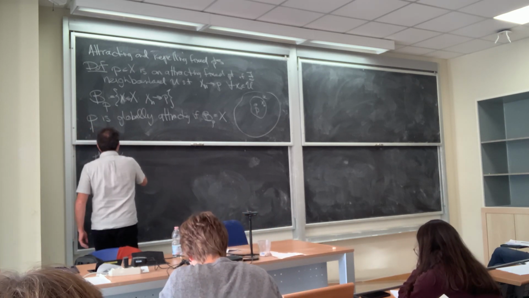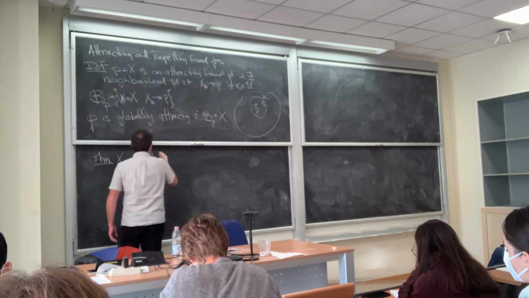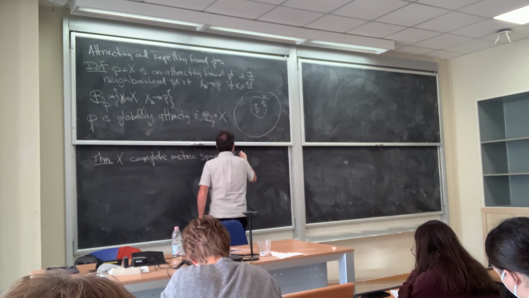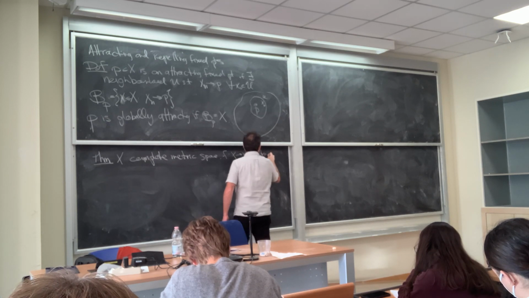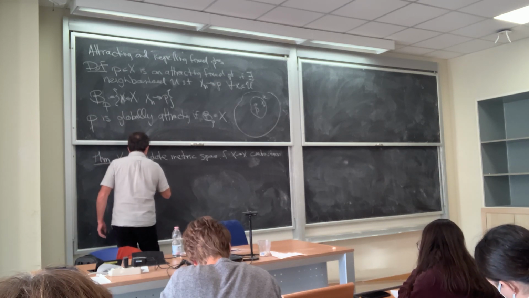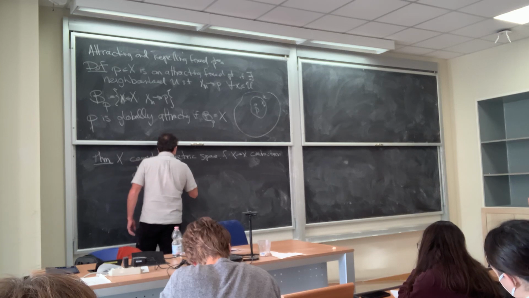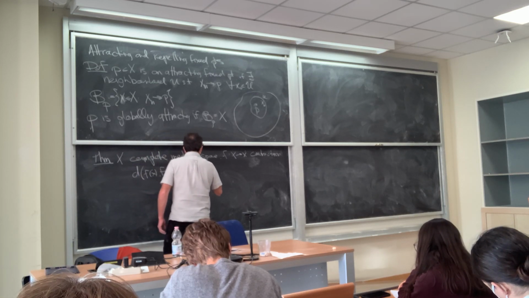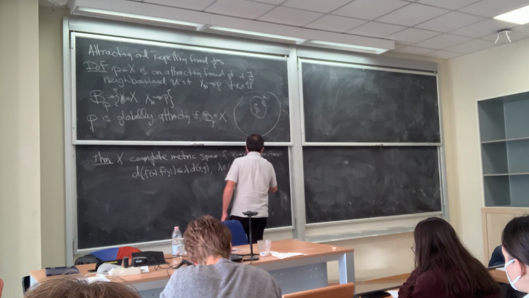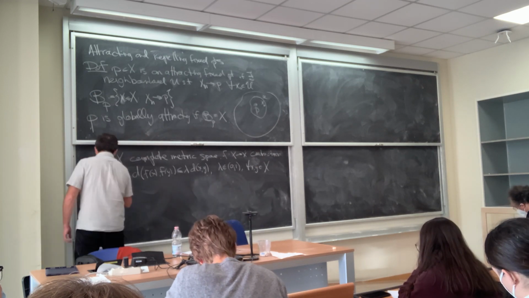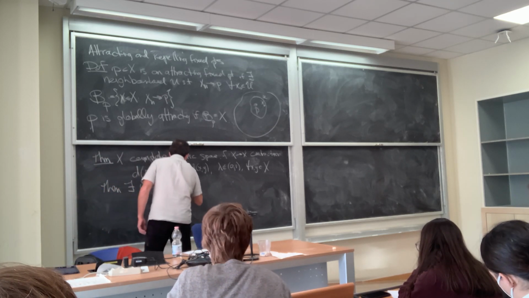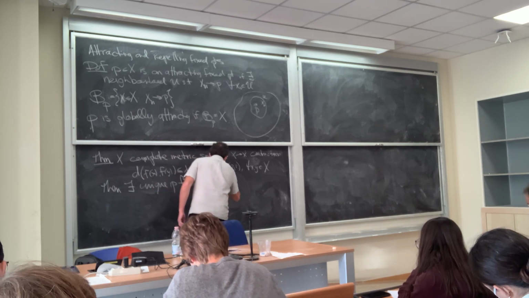So you know that if X is a complete metric space, and f: X to X is a contraction. Okay, this means that the distance between f(x) and f(y) is less than lambda times the distance between x and y, for some lambda strictly between 0 and 1 and for all x, y in X. Okay, then there exists a unique fixed point P which is globally attractive.